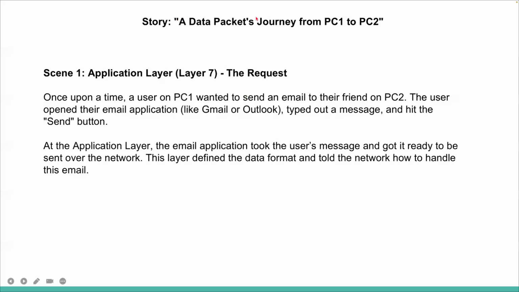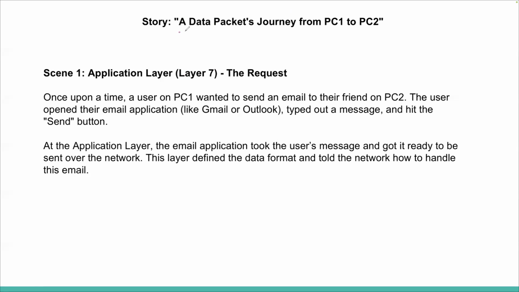So let's understand the Open System Interconnection model using different scenes. Now we know basically each and every layer, right? We have the physical layer, data link layer, network, transport, session, presentation, application. Let's have some scenes to understand how this actually works step by step.